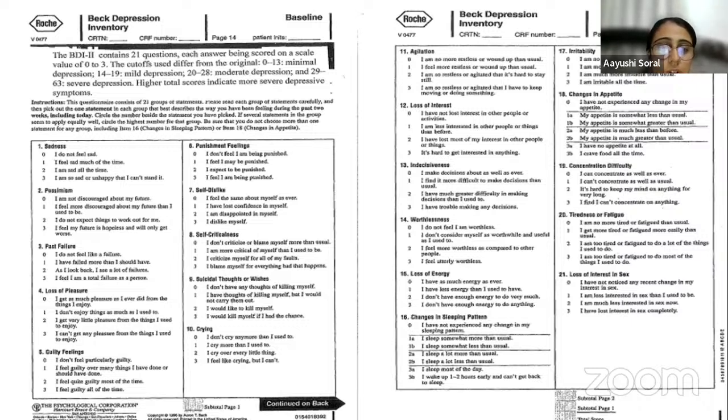Okay, so the tool I have provided you has not mentioned the domains it is measuring, but here, in these 21 items, I have mentioned the areas being measured. So let's have, yes, this is BDI-2, correct.